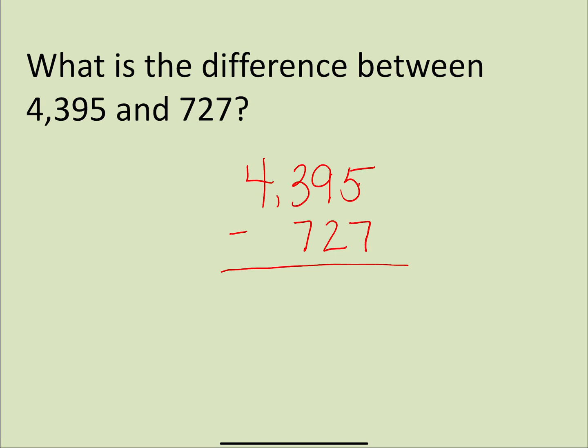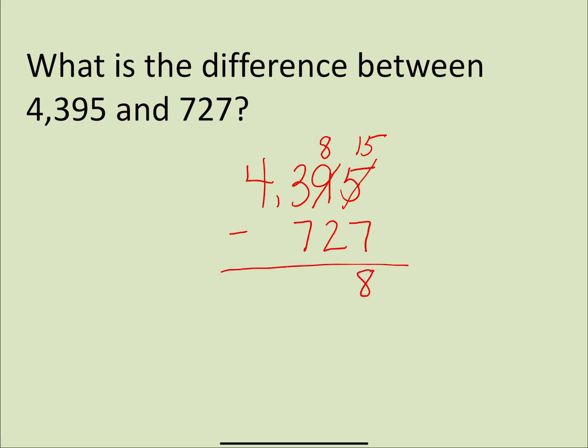Can I take 7 from 5? Nope, so I'm going to have to regroup. I am going to regroup by taking a 10 and placing it here in our ones to be 15. So I didn't take a 10 away. The value is still the same. I just regrouped and gave my ones another set of 10. So now I have more to work with. So now I can take 7 from 15, which gets me 8 ones.